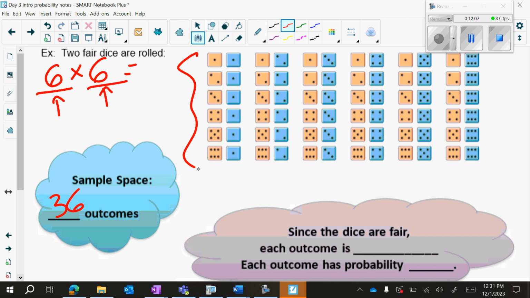So you could get a 1 and a 1, 1 and 2, 1 and 3, etc., all the way to a 6 and a 6. So since the dice are fair, each outcome has a 1 out of 36 probability, and they are all called equally likely. Okay?